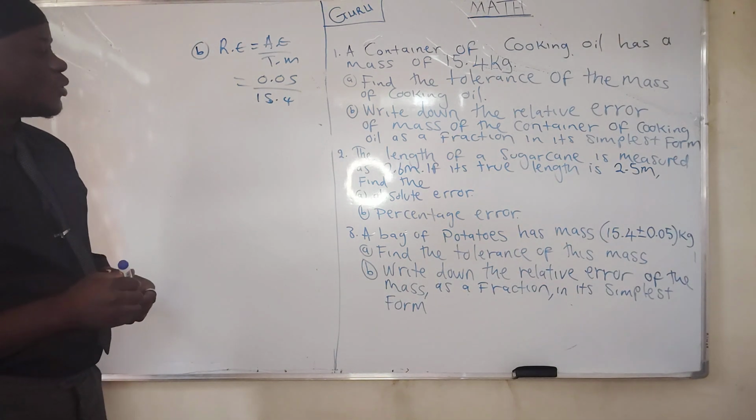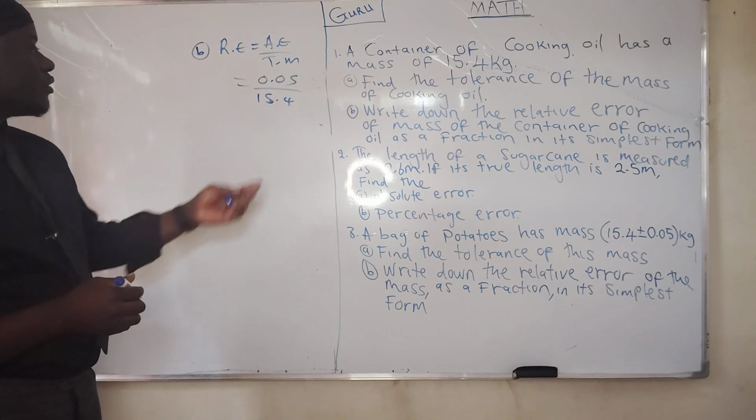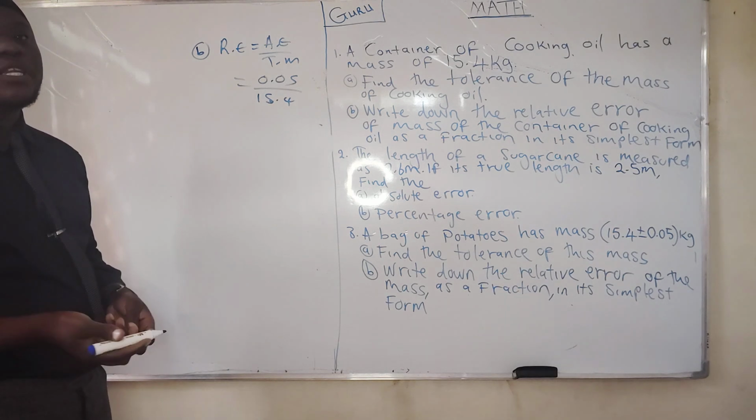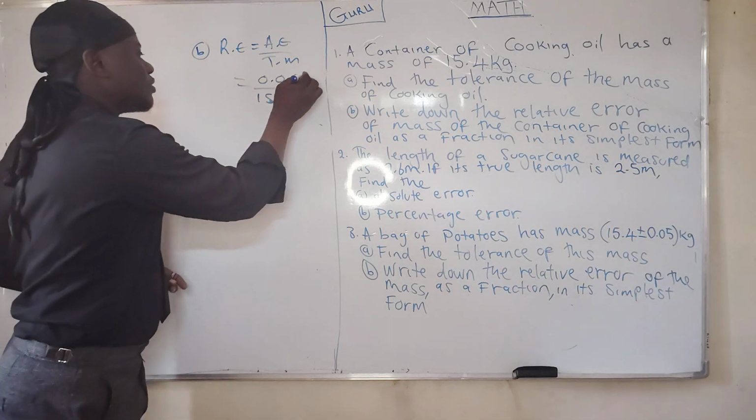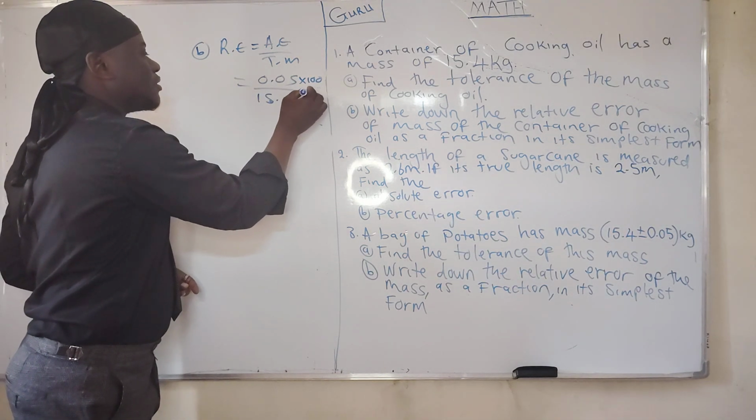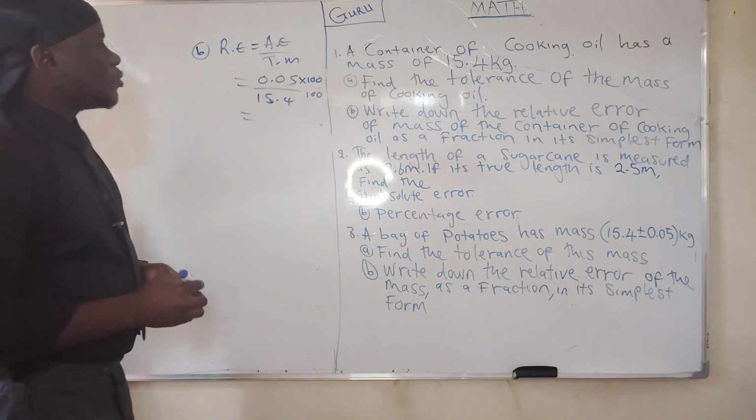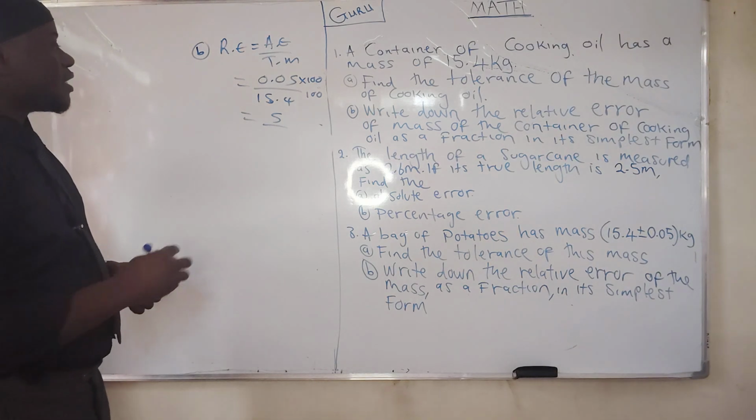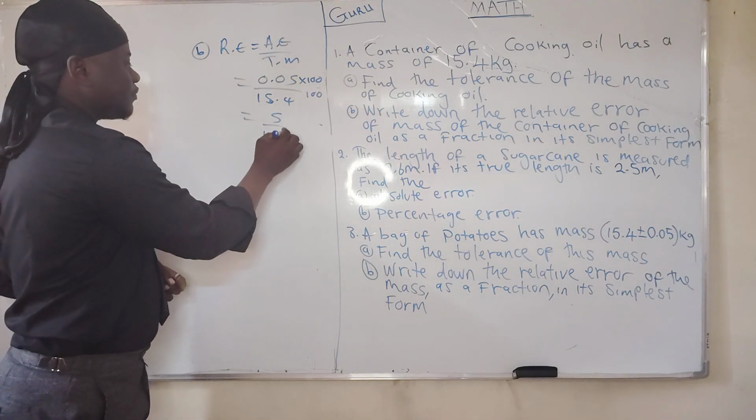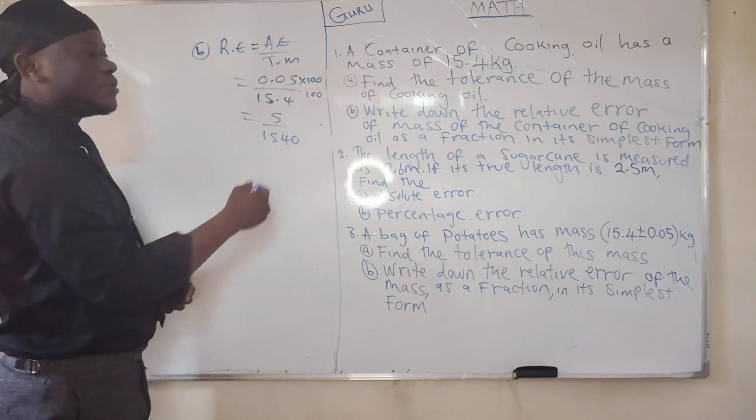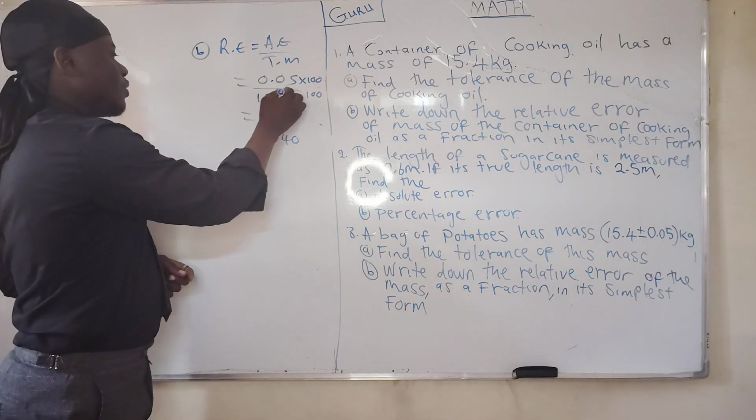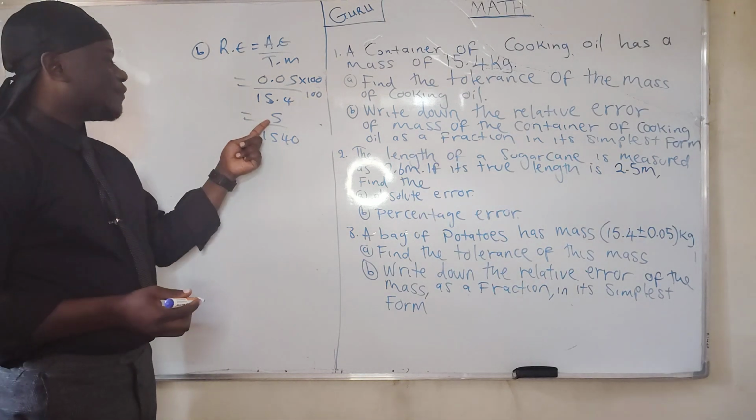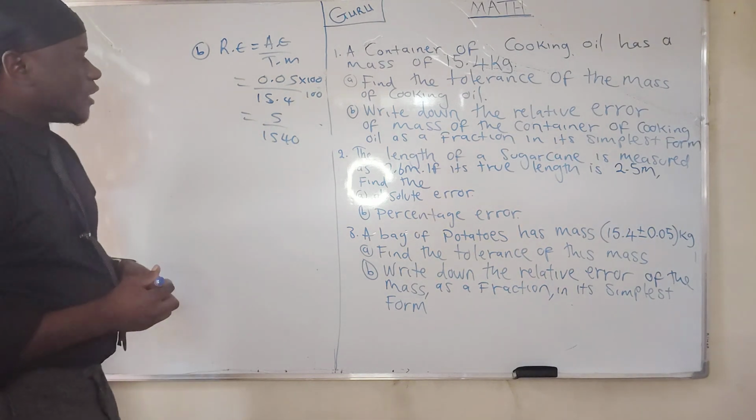Okay, so now we want to write it in simplest form. You remove the point here, even here. Now you follow the one with more decimal places, 2. So you say times 100, times 100. So 0.05 times 100 you have what? 5. Over 15.4 times 100 you have what? 1540, meaning the point has been moved 2 times to your right. Next now look for a number to go into 5 and 1540.